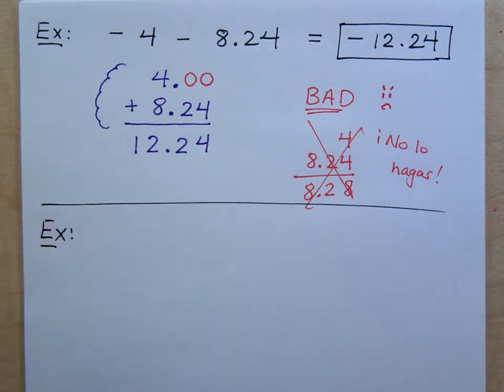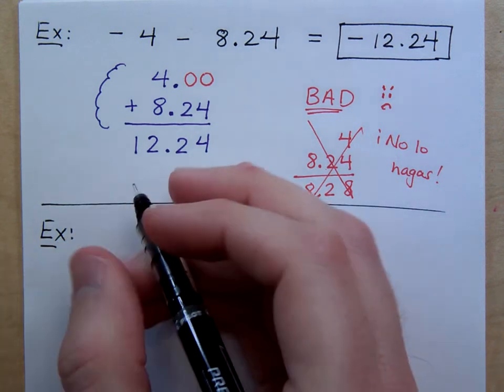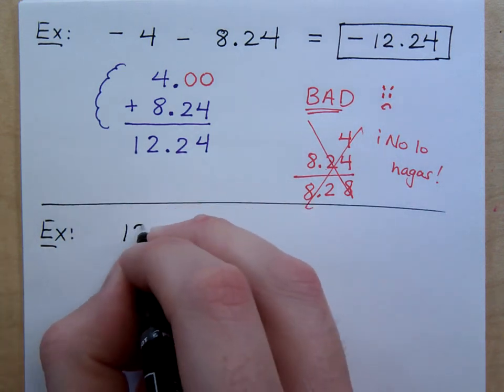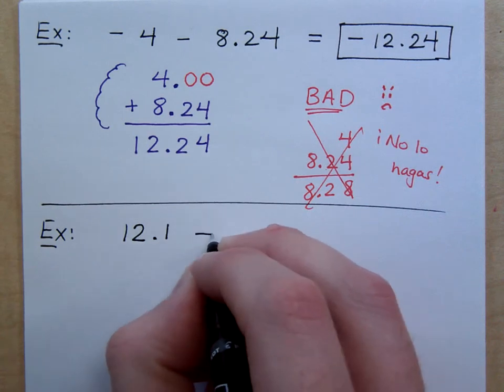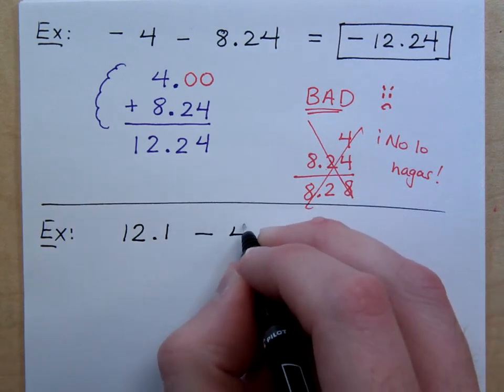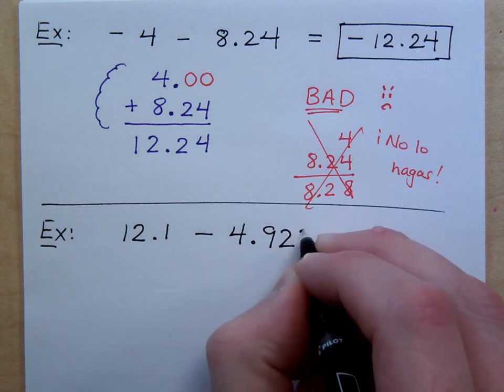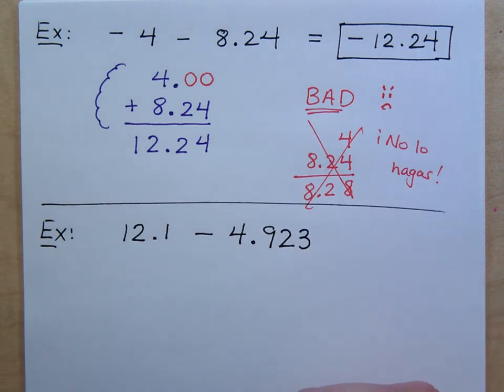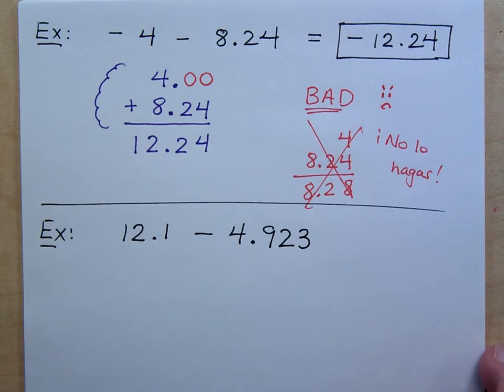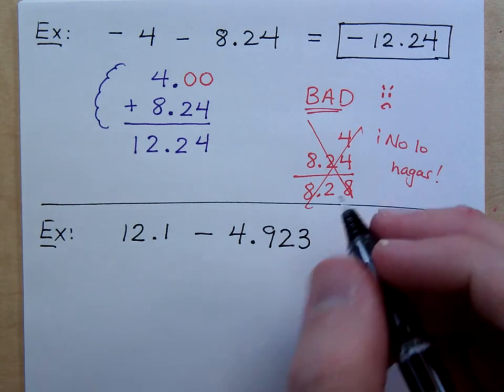All right, can we move on to do something even funner? Oh, that's right. Fun it is. I'm going to take 12.1 minus 4.923. So think of this as a positive number and a negative number, right? So when I combine these guys, will my final answer be positive or negative?